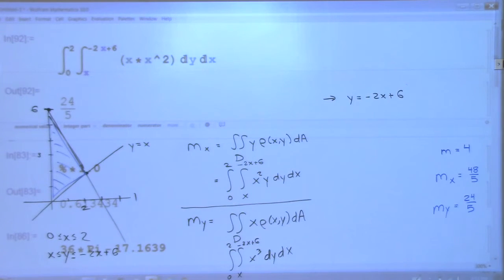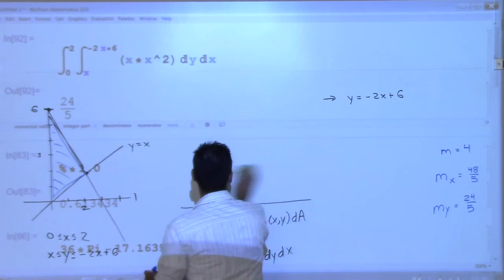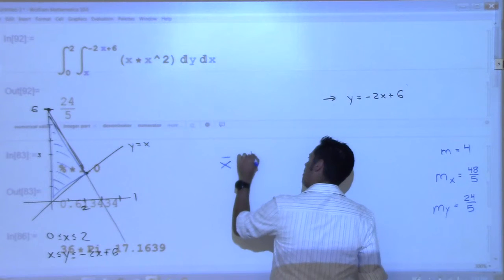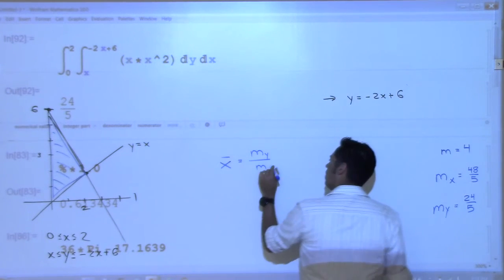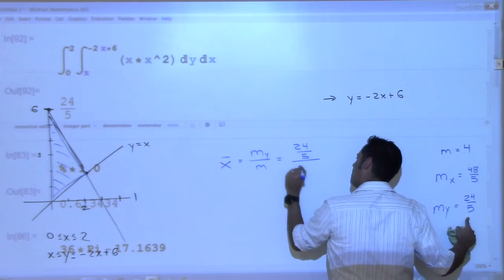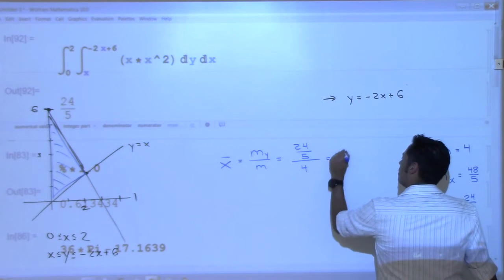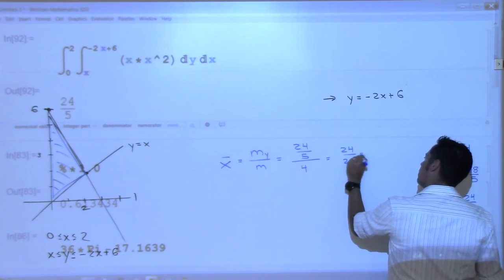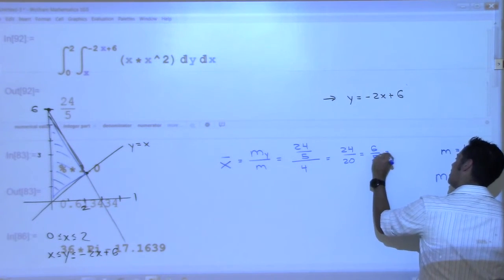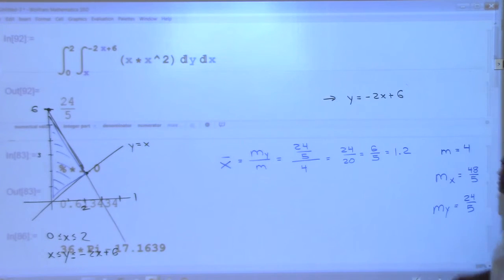So what's x bar? Because we have a formula for x bar. The moment of y over the mass. Yep. So x bar, by definition, is the moment about y over mass. So the moment about y is 24 fifths, but then you're going to divide that by the mass, which is 4. So this is 24 over 20, which is 6 fifths, which is 1.2. Well, not about. It is 1.2, all right? So 1.2 is the x-coordinate of our center of mass.